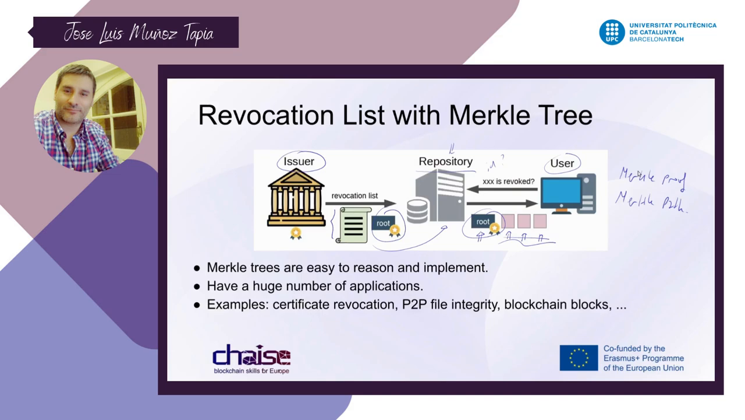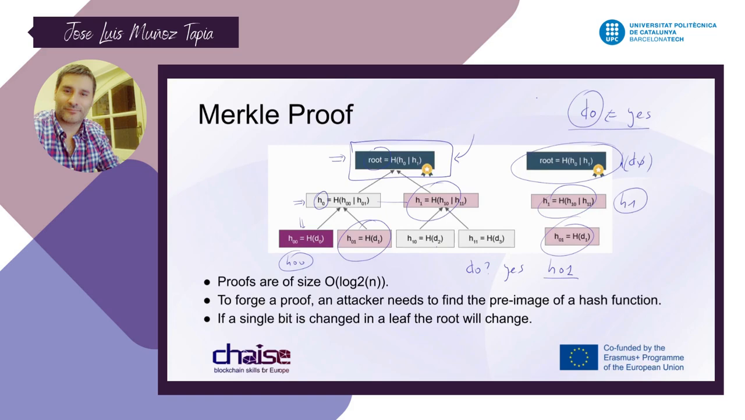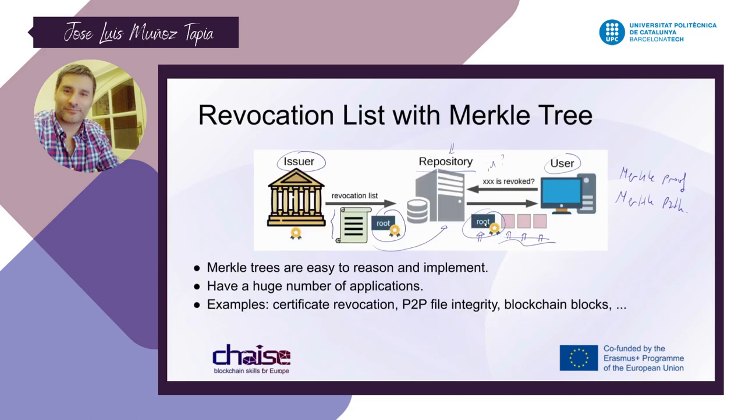And you cannot change anything. If you change just one single piece of data in any leaf, then the root will change, and you will have another root and not the one the issuer signed. So if you try to change any value in any leaf or in any intermediate node, the root will not match. This structure allows us to check if some data is included in the Merkle tree or not. And the Merkle proof allows me to prove without any doubt that data is or is not in the tree.